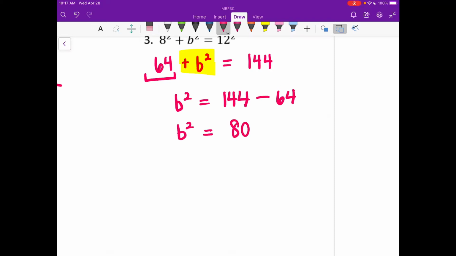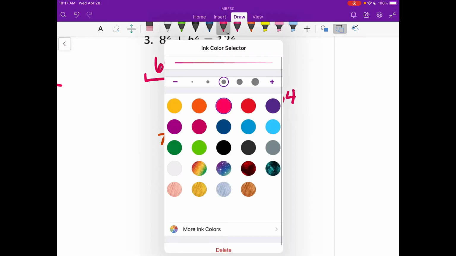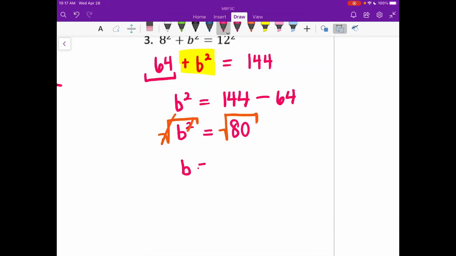And if I want to get rid of that square, it's going to be square root. This will cancel this out, and I'll be left with b is equal to the square root of 80, which is about 8.9. With these, I would just leave it to the first decimal place.